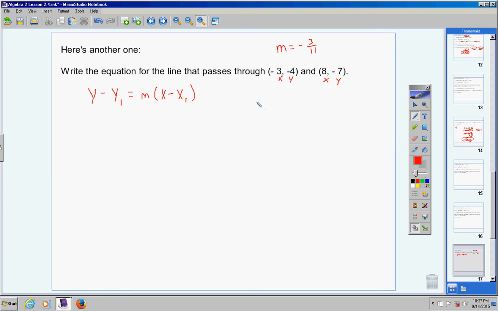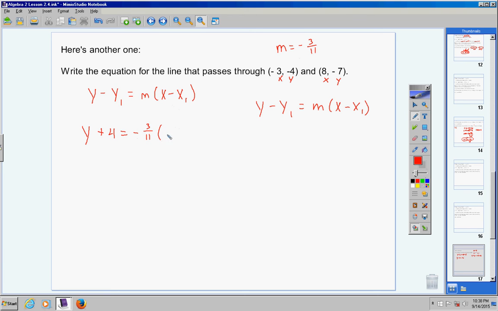Okay? Now, which point do you use? Well, I'm actually going to solve this problem twice to prove to you it doesn't matter which point you use. Okay? So in other words, now that I've found the slope, which point do I use? It doesn't matter. So I'm going to use this point first. Are you ready? Watch carefully. Y minus, what is my y value? Negative 4. So y minus a negative 4 will be y plus 4. Then for M, I'm going to substitute negative 3/11.